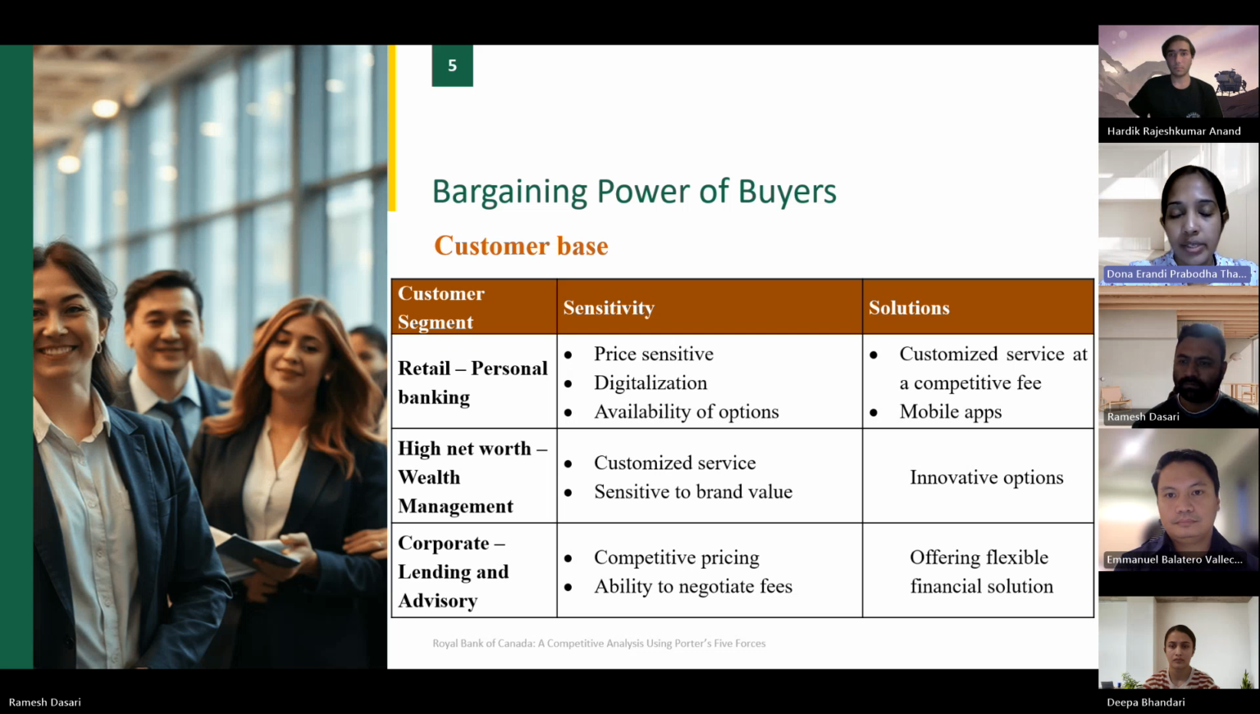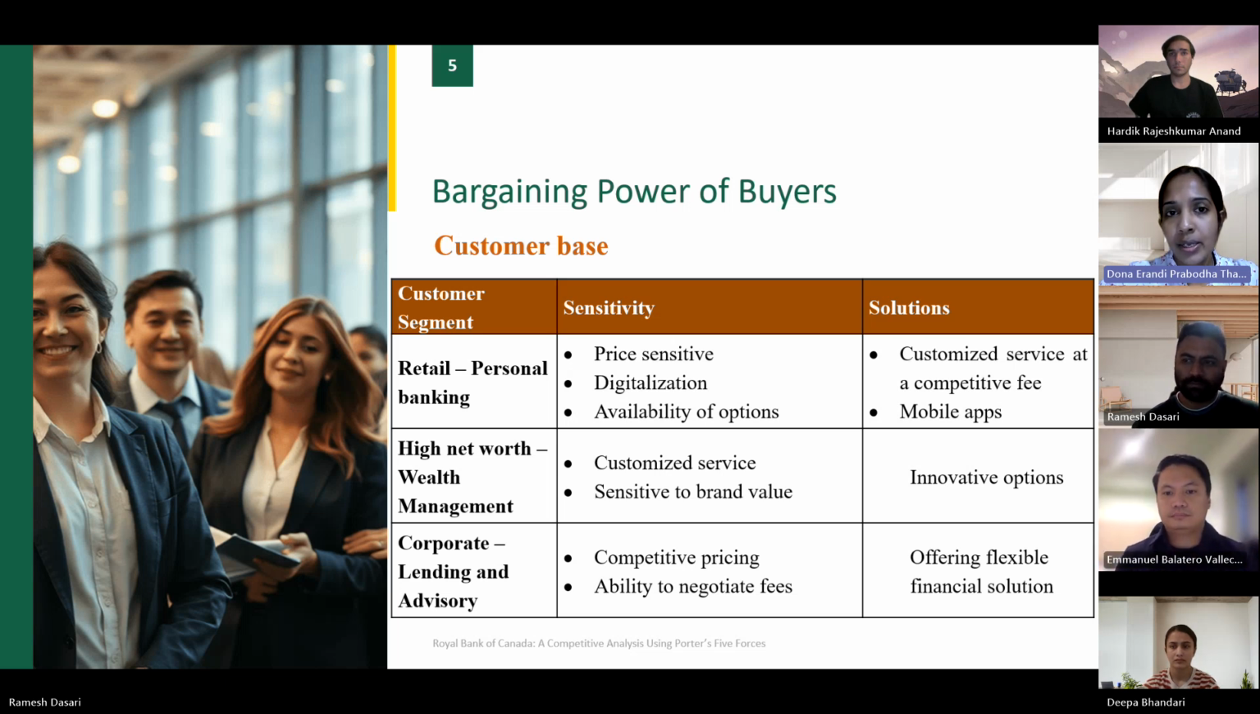The third one is corporate customers. They need lending and advisory services from the bank. They are more sensitive to competitive pricing, and they can negotiate the fees as well. So for them, the bank is providing flexible financial solutions.